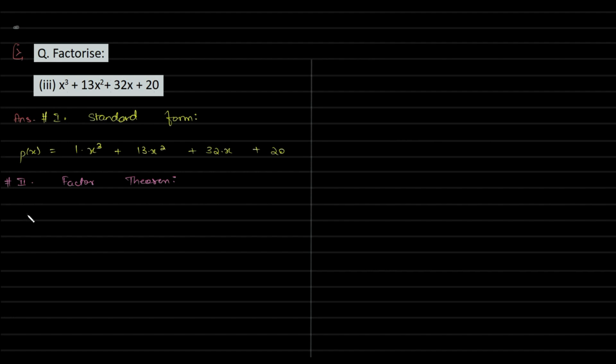So we have to check if the coefficient of x cube is 1. And the answer is yes. Next thing is to find the factors of the constant 20. So that is plus or minus 1, plus or minus 20, plus or minus 2, plus or minus 10, plus or minus 4, plus or minus 5.